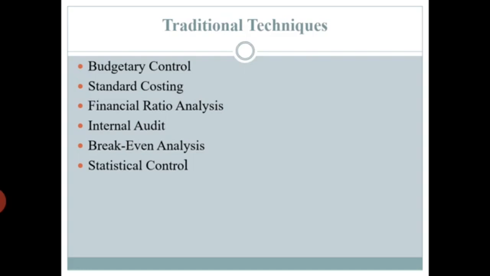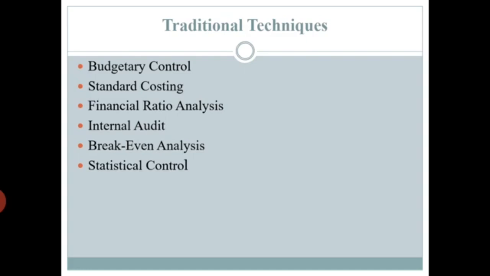Budgeting control refers to comparison of actual performance with planned or budgeted performance. It is a basic technique of control and is used at every level of organization. Budgets are prepared for the organization as a whole and for each departmental unit.